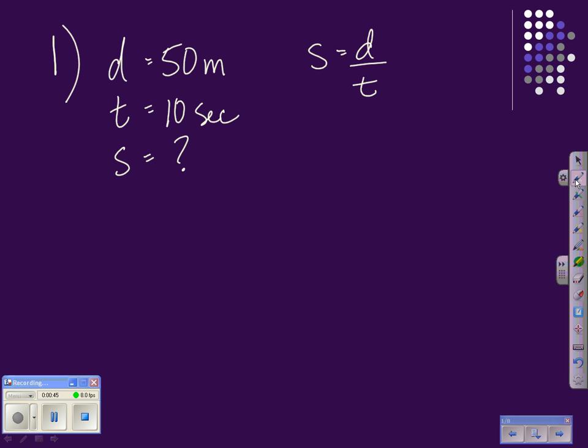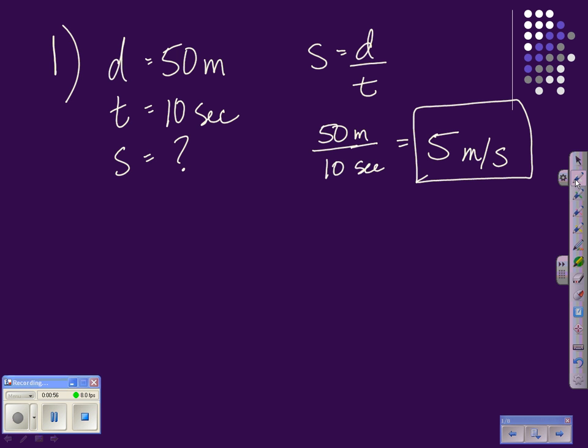So I plug in what I know, 50 divided by 10. And I could put meters and seconds right here. And then that would be 5. And my units would be meters per second. So when I check your test, I literally look for variables, formula, work, answer, and units.